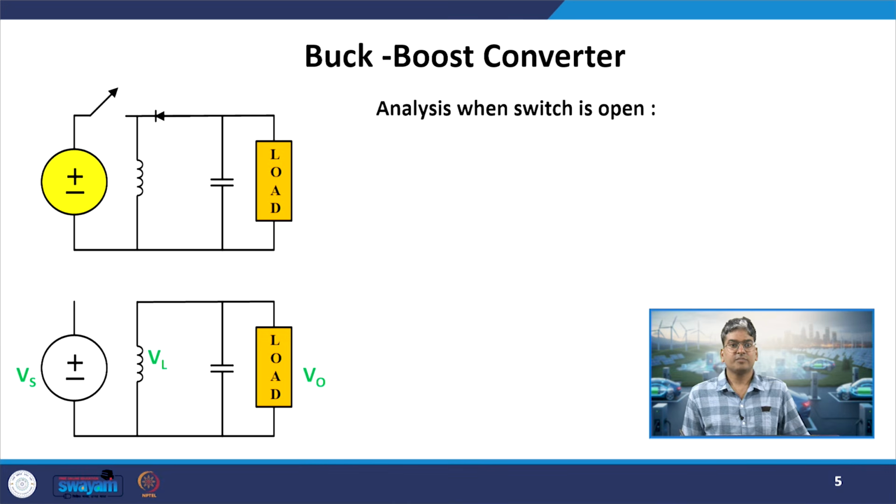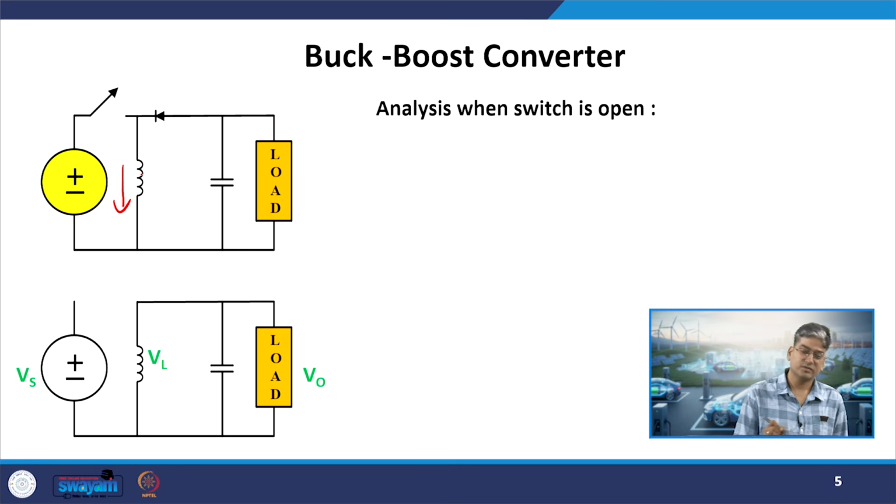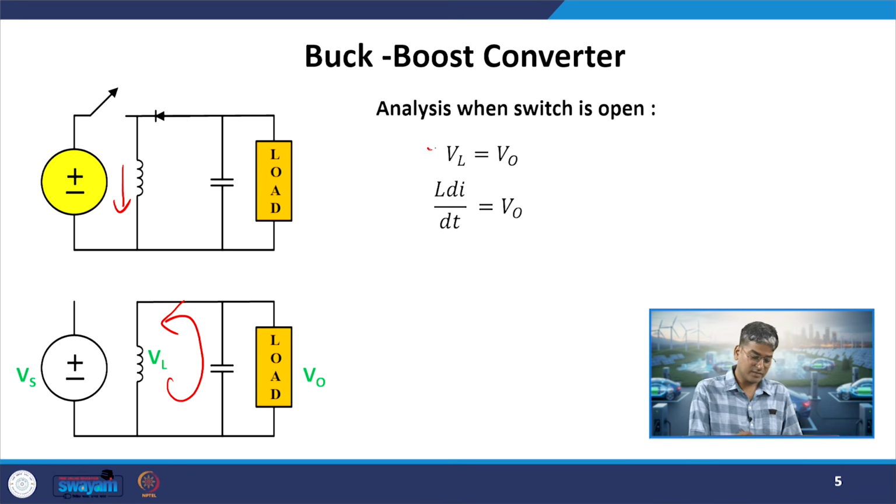Then when the switch is open, as my inductor was charging in this direction when the switch was closed, it will try to maintain the current in this direction, and in turn it will bring the diode into the forward bias mode. So now the inductor will be behaving as a source and it will be driving the output stage. Applying KVL in this loop, I will see that the inductor voltage will be equal to the output voltage.